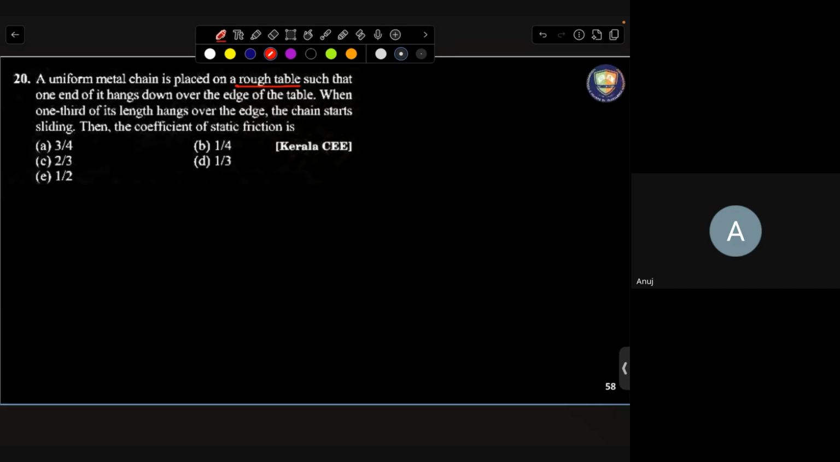So in the question, they are saying, let's say a table is there and a chain is hanged like this. This is L by 3, this is 2L by 3. Okay, yeah, E is the correct answer. You see the solution. The downward pulling force in this case must be balanced by the friction force, correct?